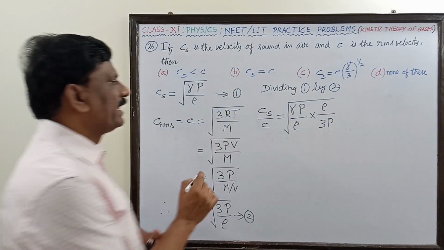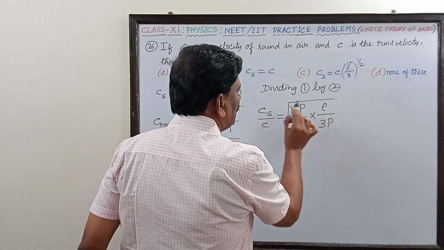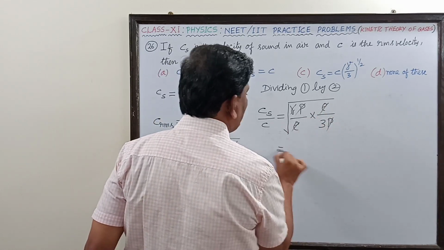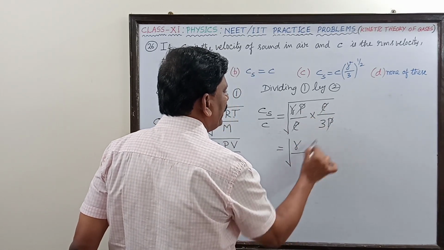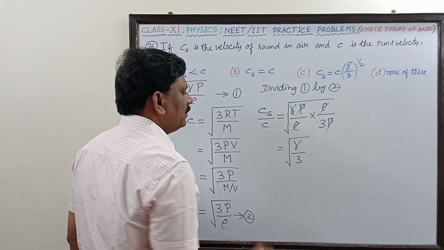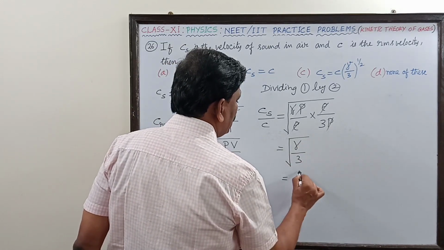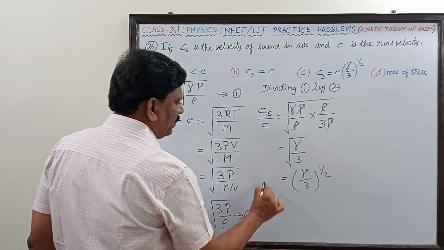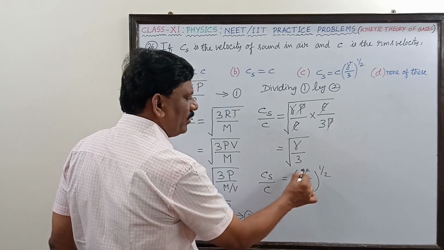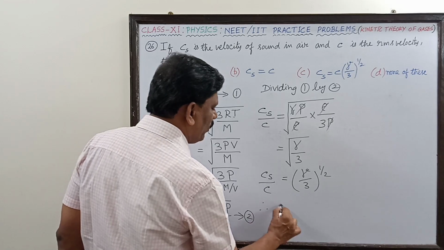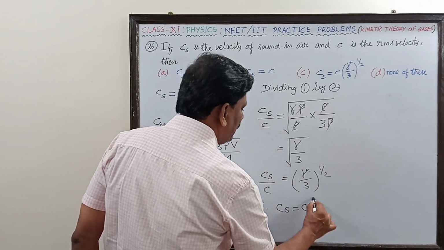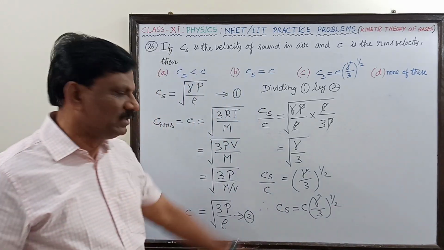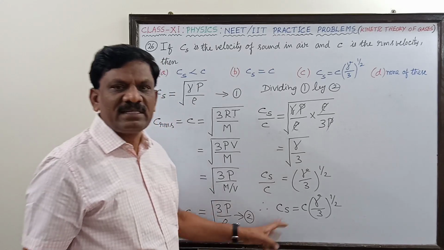So which factors get cancelled? Gamma will not be cancelled. P and rho get cancelled, so the remaining factor is square root of gamma by 3. So this is also equal to gamma by 3 whole power 1 by 2. So if Cs by C is equal to gamma by 3 whole power 1 by 2, therefore Cs must be equal to C into gamma by 3 whole power 1 by 2. So this is the relationship between Cs and C.